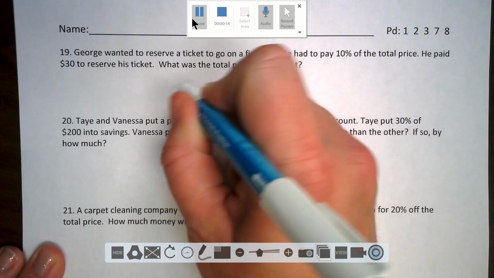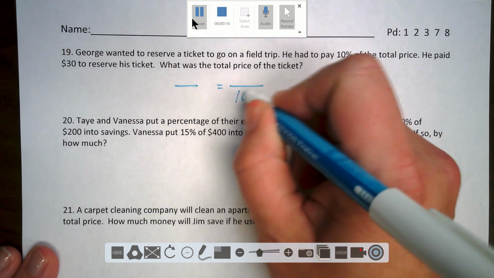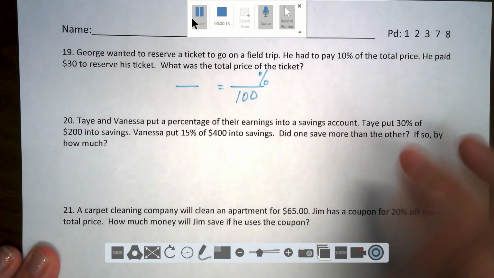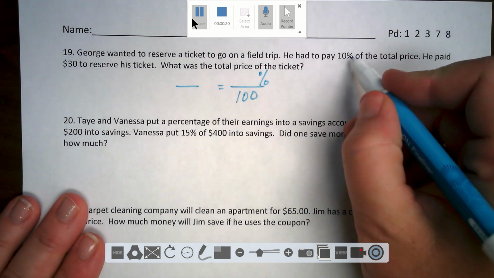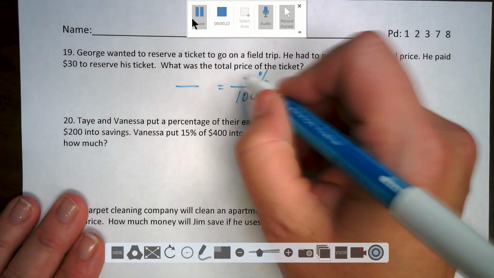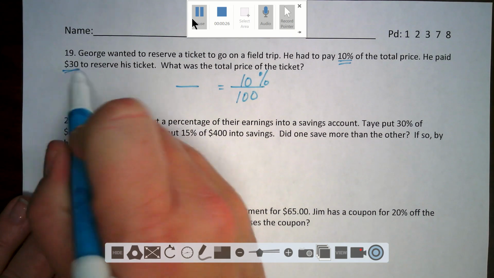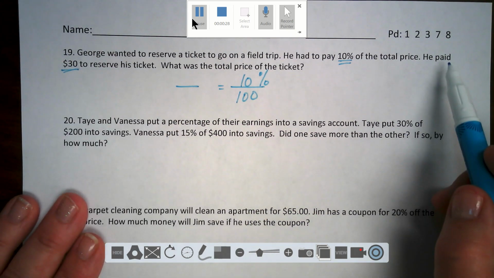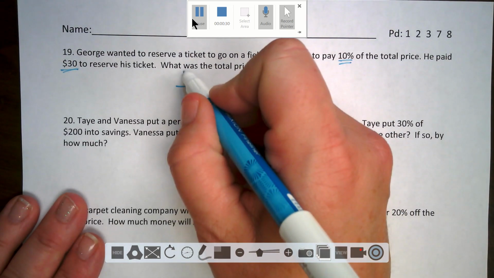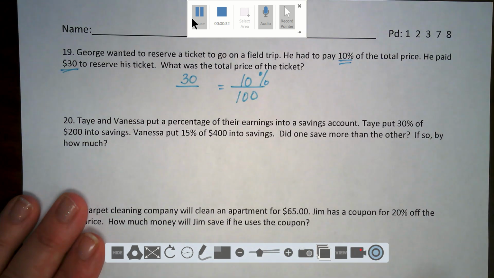Setting up our proportion. I like this color, Miss Tay. All right. So we know that he's paying 10% of the total. So my percent's going with 100. He paid $30 of the total price. So that 30 is only part of the total price.